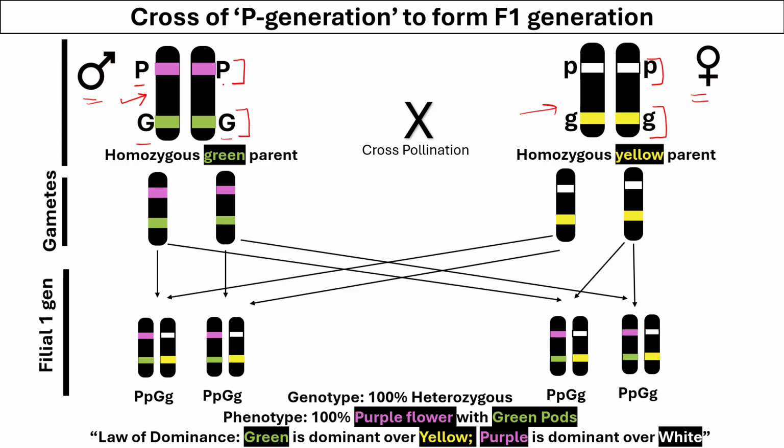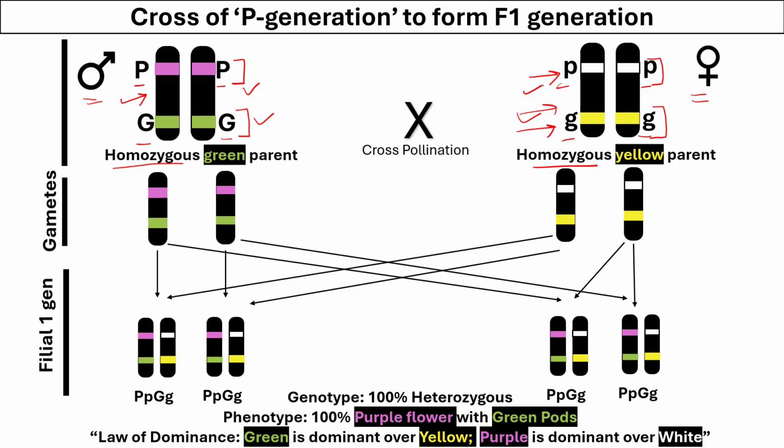Here you have both capital P, capital P, representing purple color, and here you have small p and small g representing white color of flower and yellow color of the pod. This is a homozygous parent with both the dominant alleles, and this is a homozygous parent with both the recessive alleles.